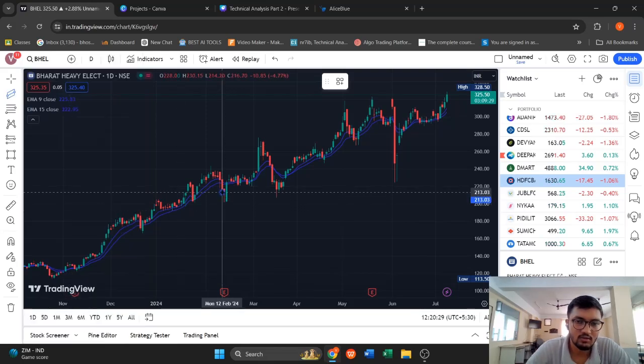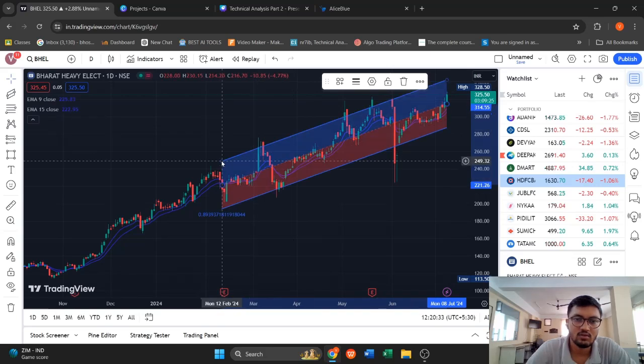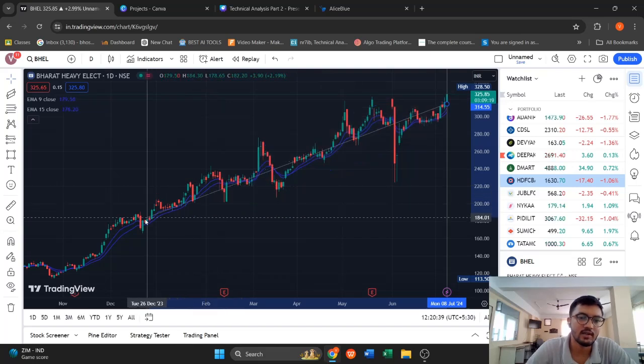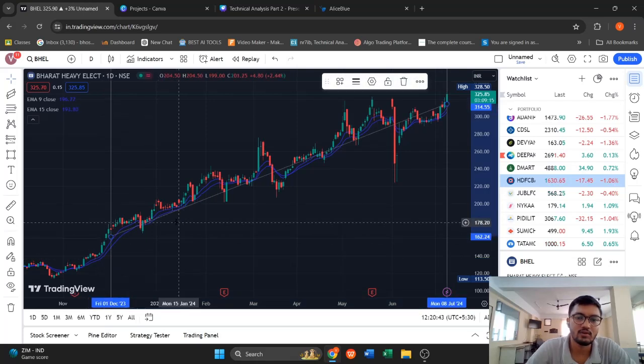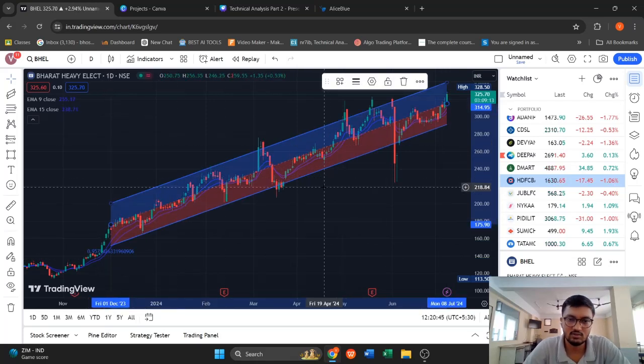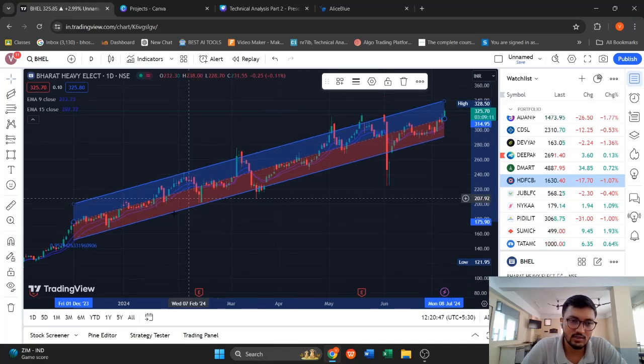Regression trend. So what did I just do? There's a tool called regression trend. You can see there's a trend, and you can put this here. So you can see the support and resistance zone here.